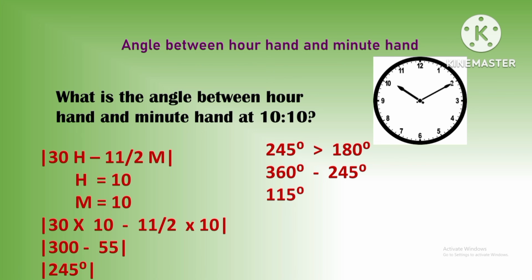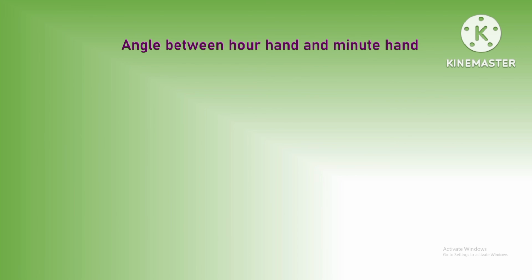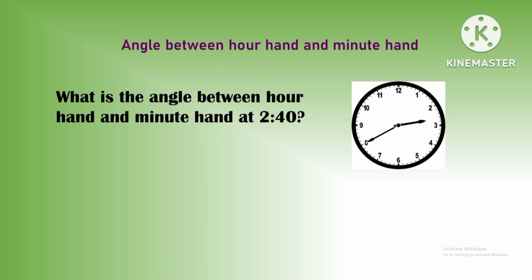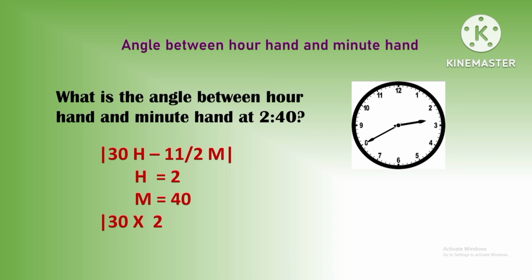Okay. So finally, let us solve one more problem. The final problem is, what is the angle between the hour hand and minute hand at 2:40? While substituting in the formula, we all know the formula is modulus of 30h minus 11 by 2 into m. Here, h is equal to 2 and m is equal to 40. What do we get? 30 into 2 minus 11 by 2 into 40.